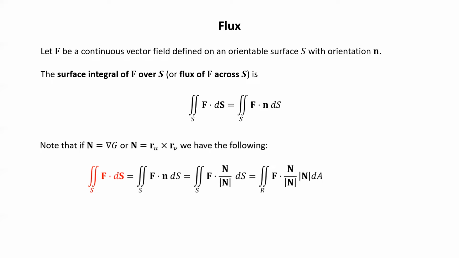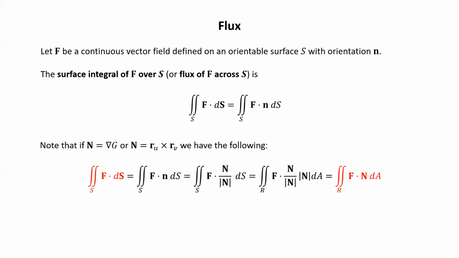And when we change from the surface integral to the double integral over R, we throw in an extra factor of the length of capital N. After this simple cancellation, we get the double integral over R of F dot capital N dA. So notice that when we're actually computing a surface integral of F over S, or equivalently a flux integral, we don't actually need to find the orientation.